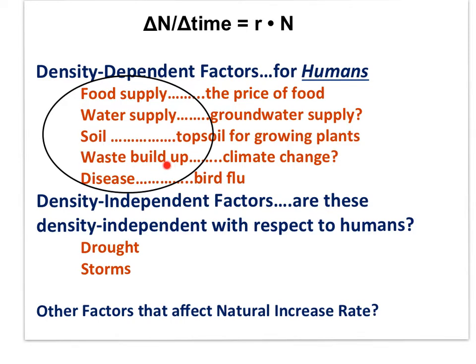Waste buildup. What am I talking about? Climate change? Will a changing climate affect our ability to grow crops? You bet. And how about disease? Bird flu, for example. We've already seen the outbreak of disease due to high densities of people in contact with domesticated animals such as pigs and chickens.